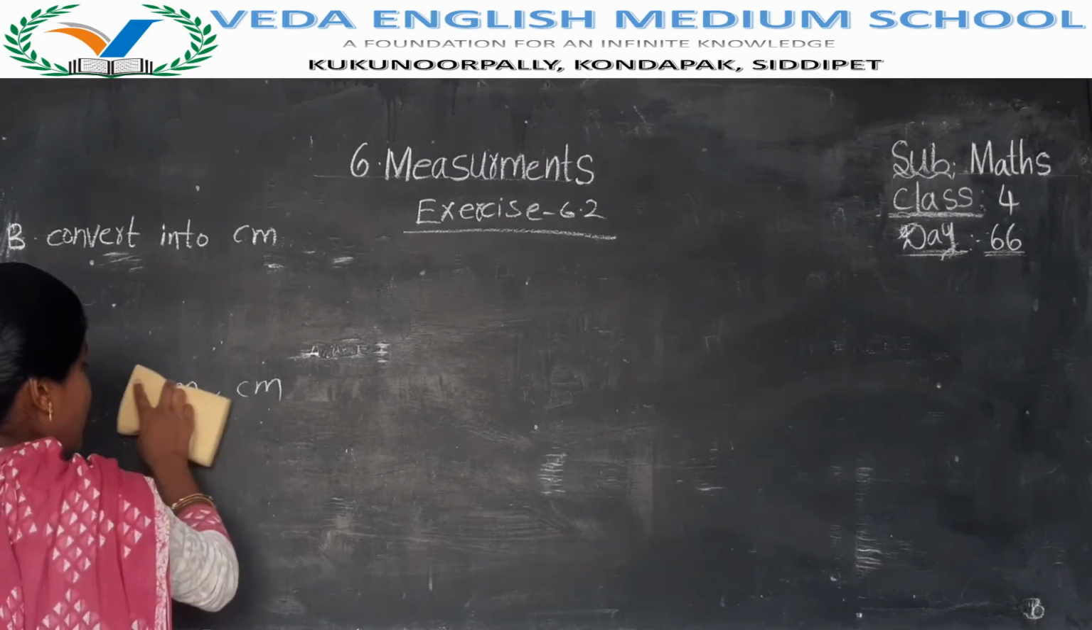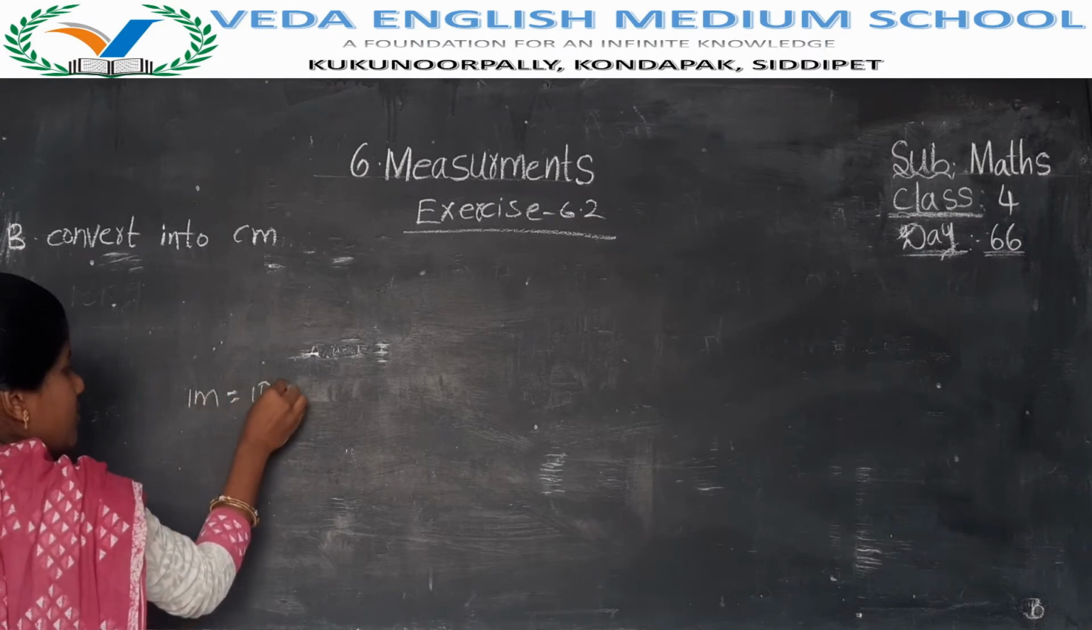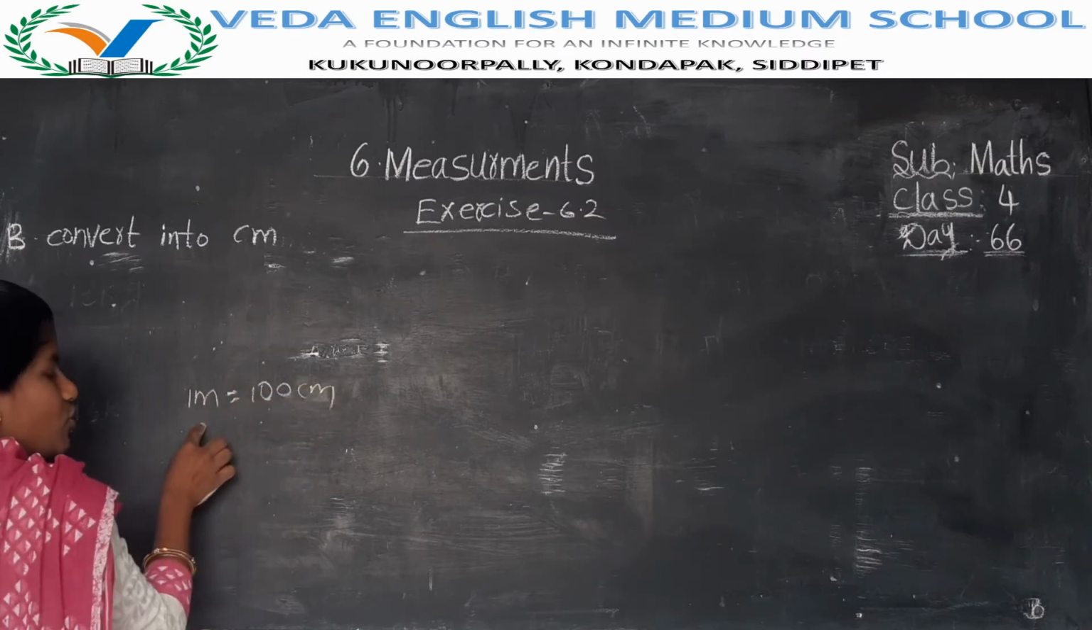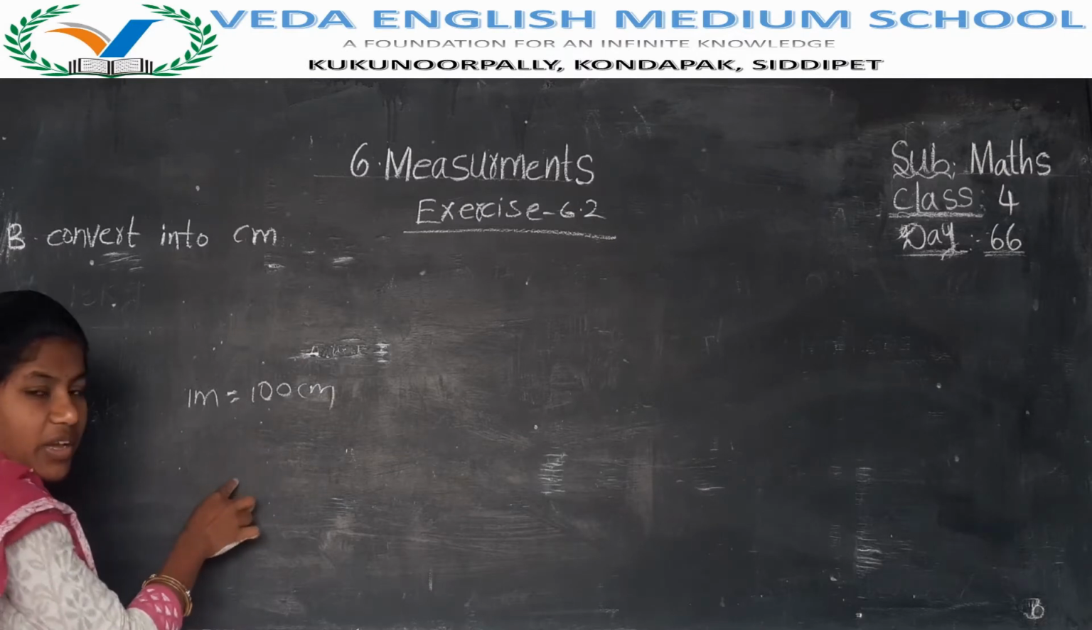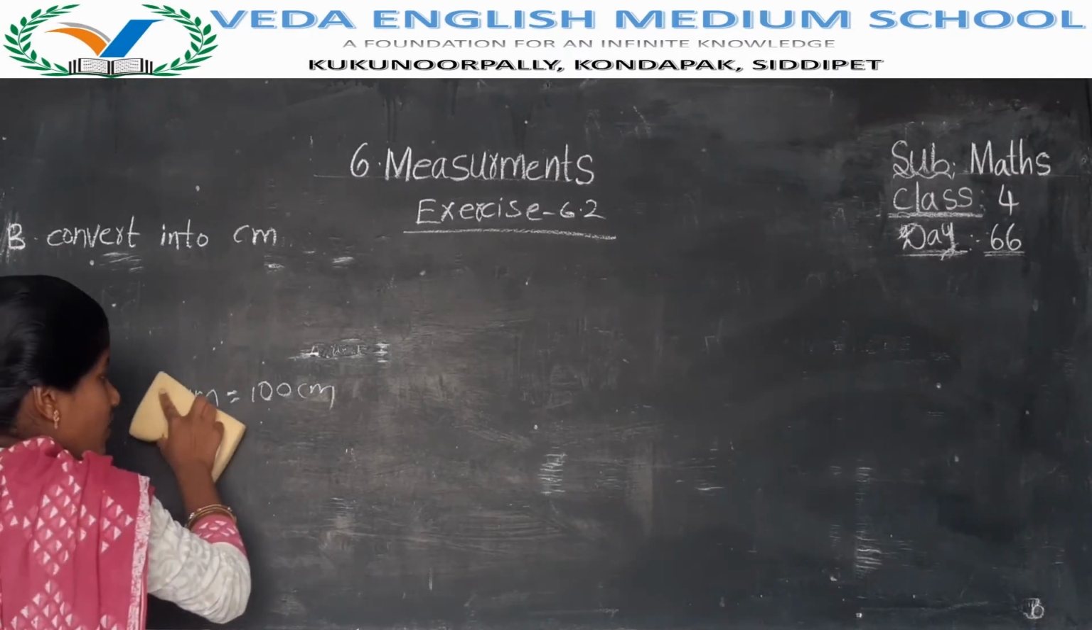So to multiply like that, what you have to say? 1 meter is equal to 100 centimeters. Then if it is 2 meters, 200; 4 meters, 400; 5 meters, 500; 15 meters, 1500 centimeters, like that. So based on that we have to convert.